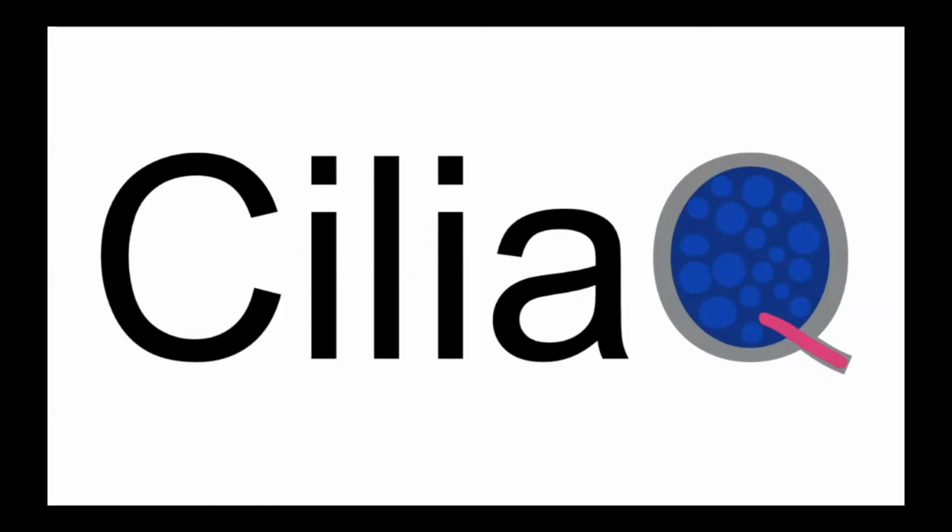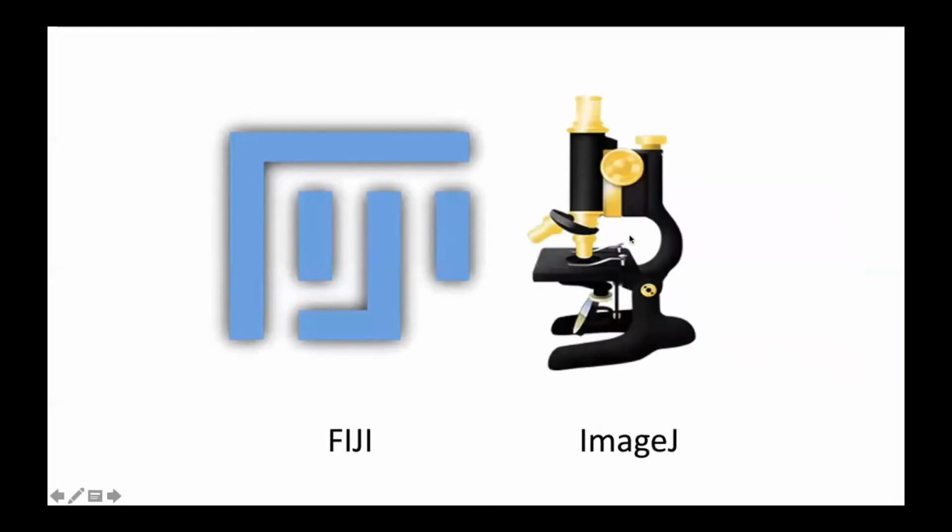Before I get to the point of explaining how to work with CiliaQ, I would like to give you a background on what programs we are going to use and how they work. So for working with CiliaQ, you need to use Fiji. But Fiji itself is a version of ImageJ. ImageJ is an open source image processing program, which was developed for analyzing multidimensional scientific images.